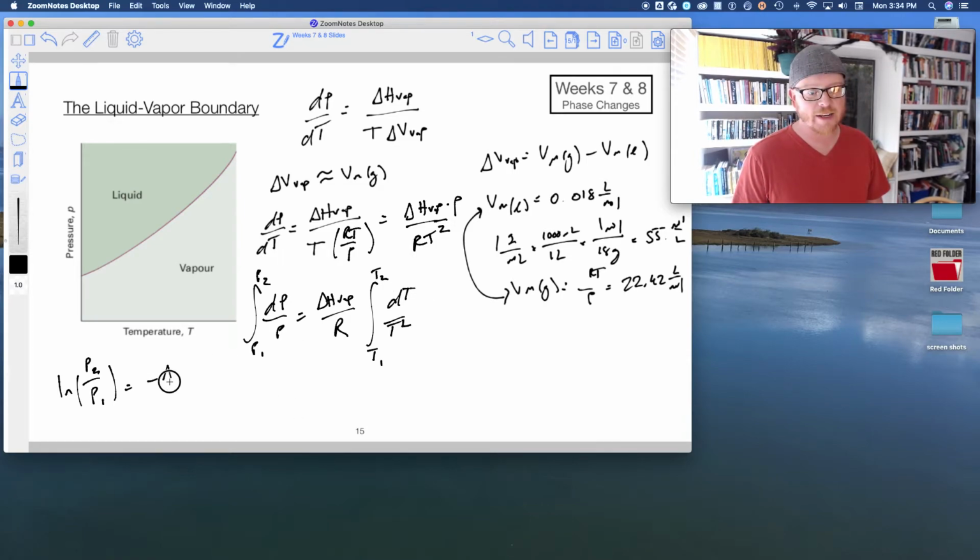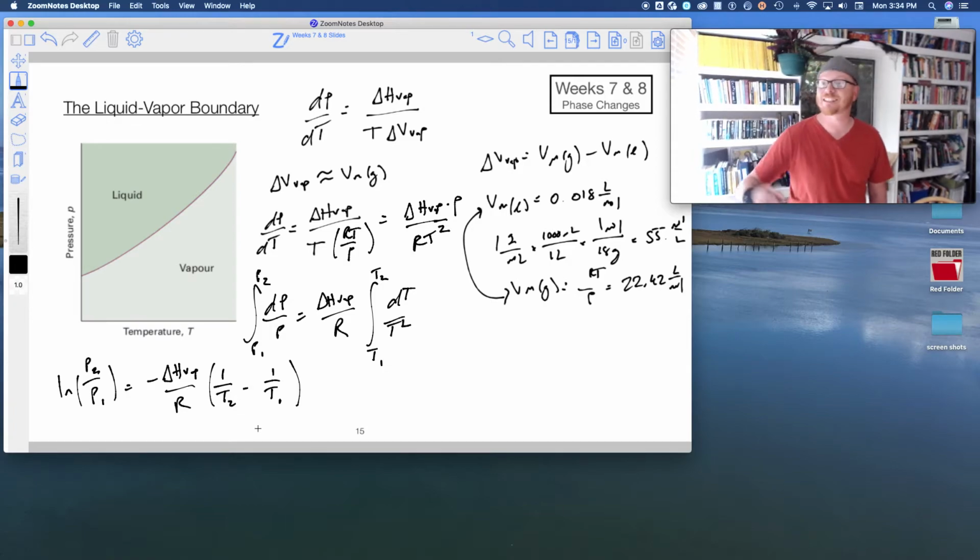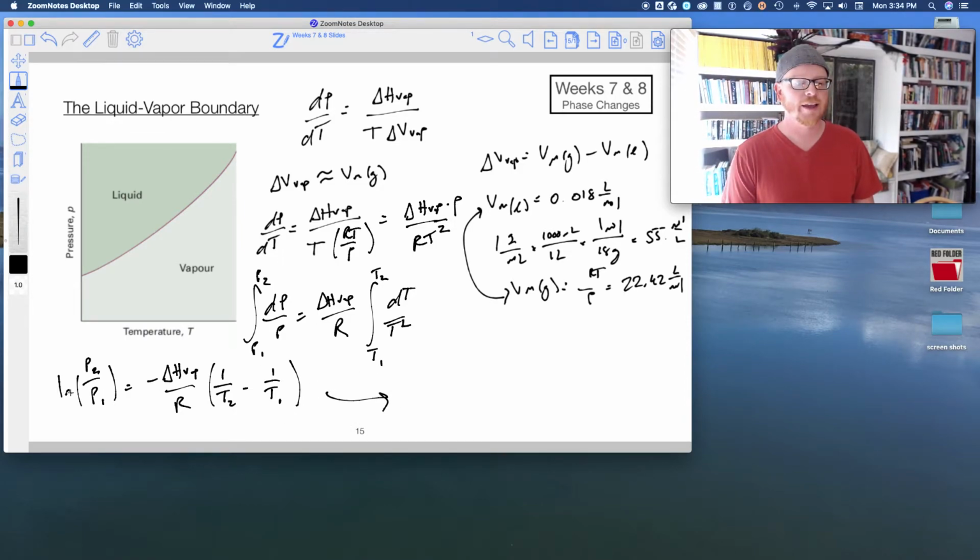That becomes negative delta H of vaporization over R times 1 over T2 minus 1 over T1. And this is the really famous Clausius-Clapeyron equation that you most definitely used in Chem 109. Okay?